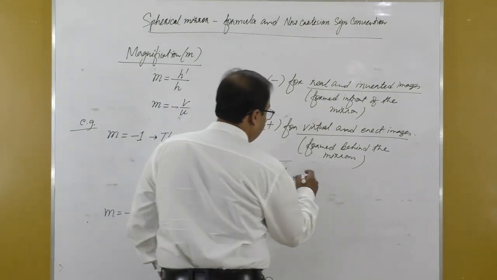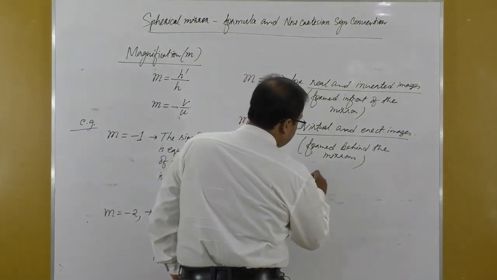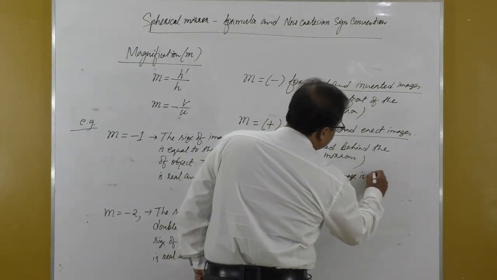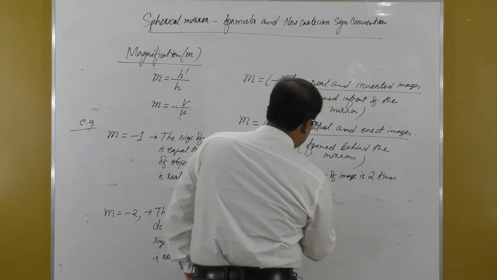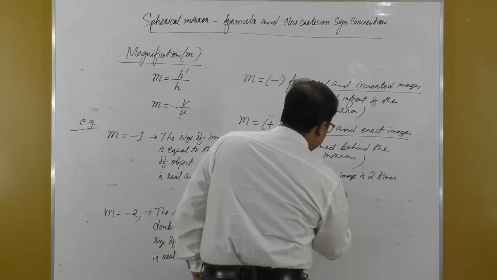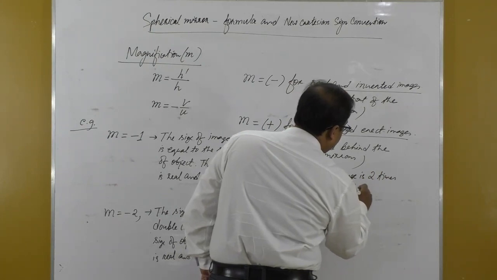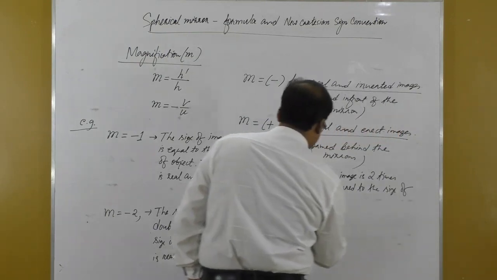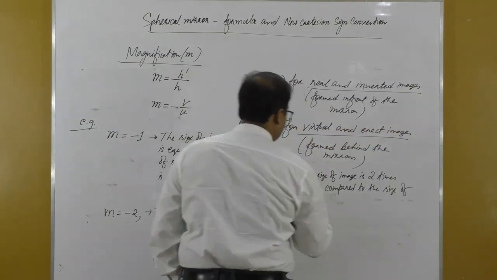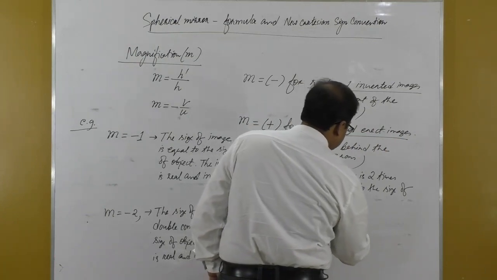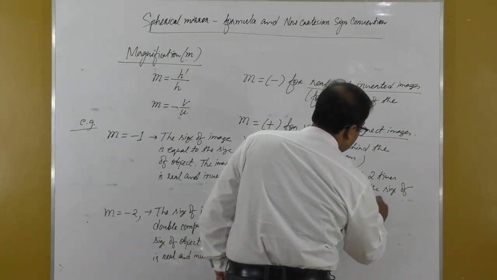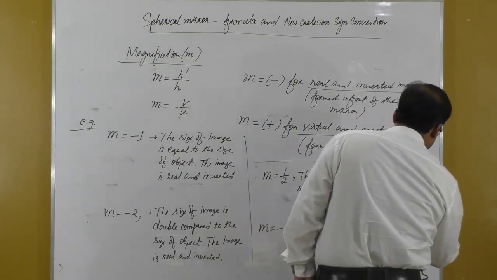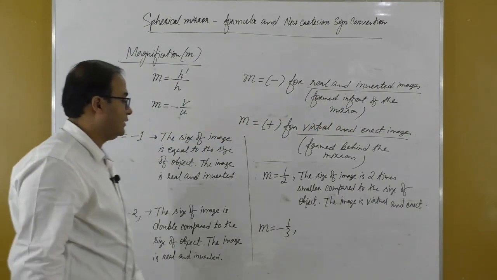So m equals to 1/2. Here it indicates the size of image is 2 times smaller compared to the size of object, and the image is virtual and erect.